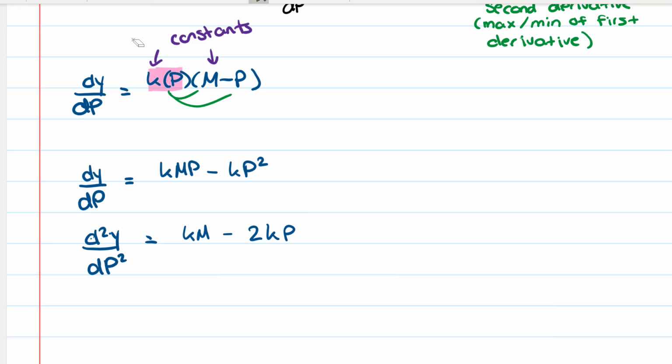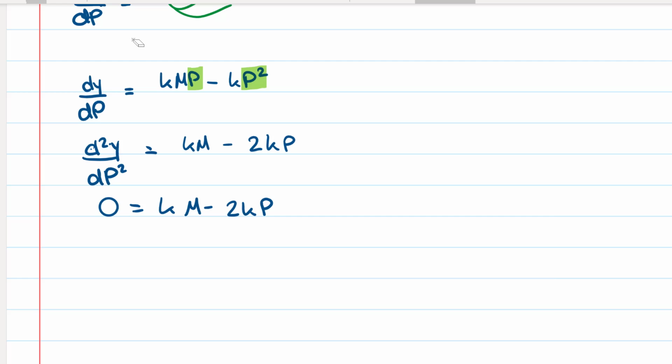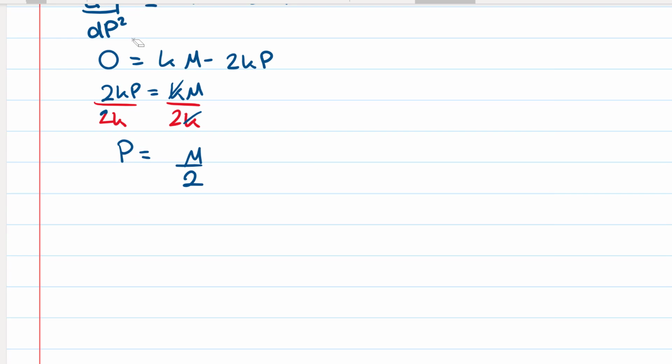Again, we're taking the derivative with respect to P, so this is our only variable. Now if I want to find the maximum growth rate, I'm going to set the second derivative equal to 0. So kM minus 2kP equals 0, and I'm going to go ahead and solve for P. So I'm going to add the 2kP to both sides, and I'm going to divide by 2k. So I get P is equal to, the k's cancel, M over 2. And you're allowed to divide by k because it's a constant.